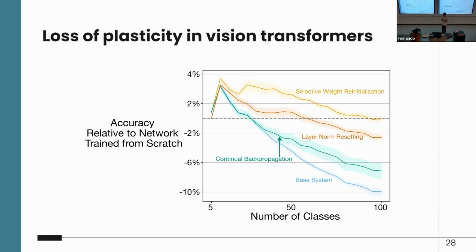Sorry. But that would be not giving continual backprop a good shot, because, and again, continual backprop is only being used in the feed-forward layers. So what I'm going to do is combine continual backpropagation with layer norm resetting and see how that performs. And if you do that, we actually get pretty good performance all over again. So it means that resetting the layer norm was also important for maintaining plasticity. And it's actually performing just the same as selective wave reinitialization.